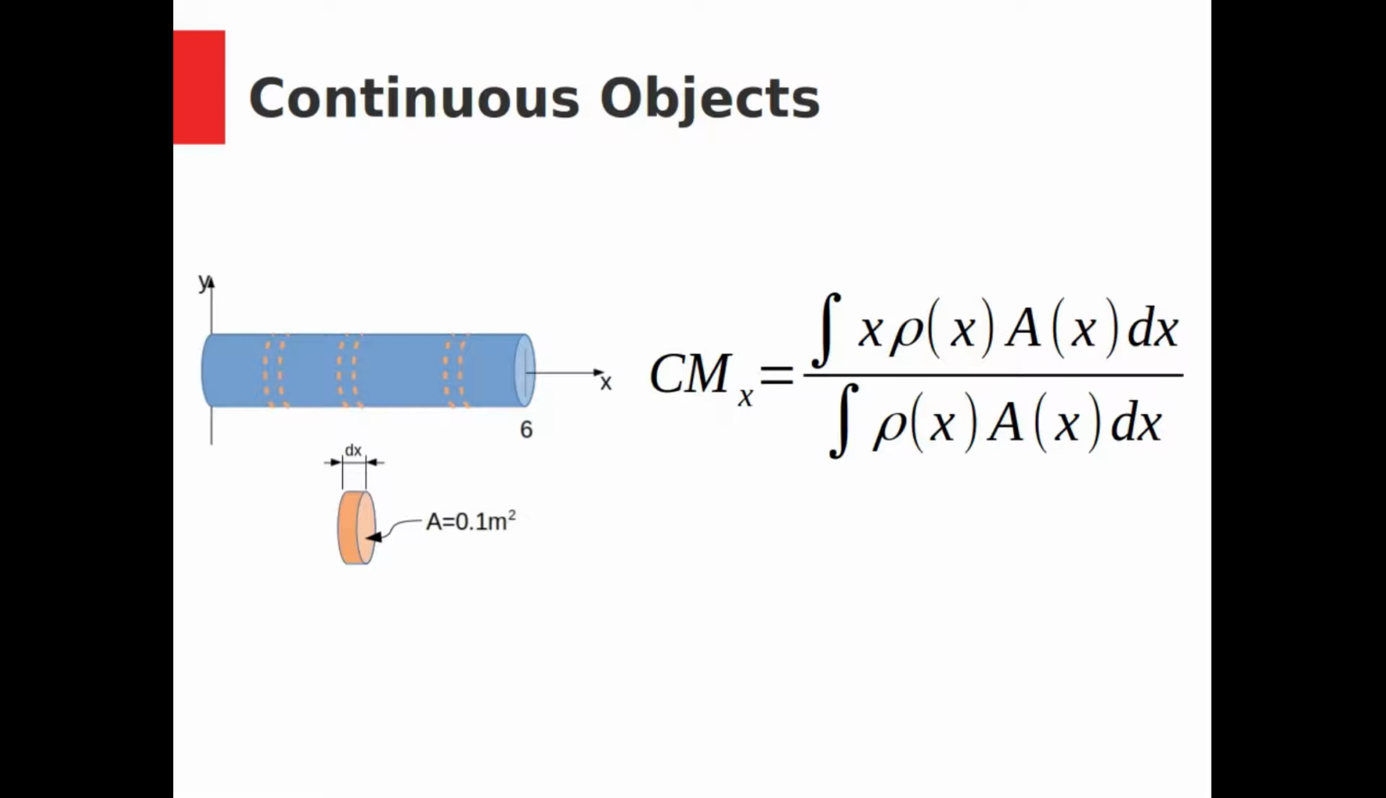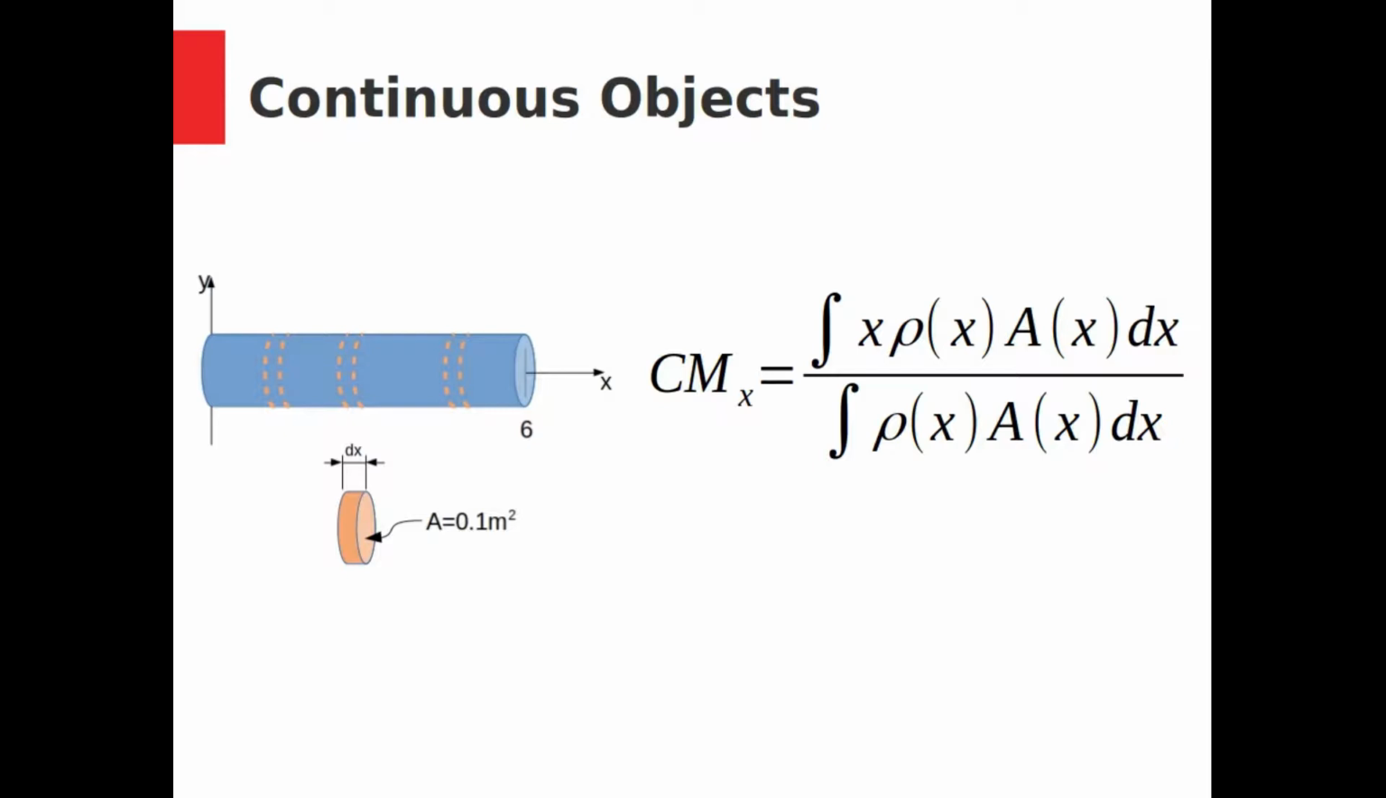Let's analyze one of these discs, picked at random. It's just shown here in orange down below. The thickness of this disk is symbolized as dx. The d represents the fact that the disk is very thin, and the x represents the fact that the slicing was done along the x-axis.